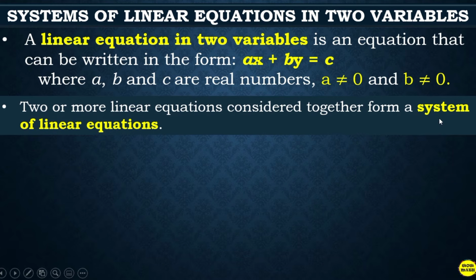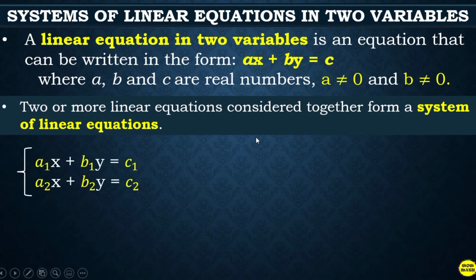System na po. Bakit system? Kasi we now have two or more linear equations. So, yun lang po ang tatandaan. Kapag linear equation, it's just one equation. When we say system, we now have two or more linear equations na magkakasama.